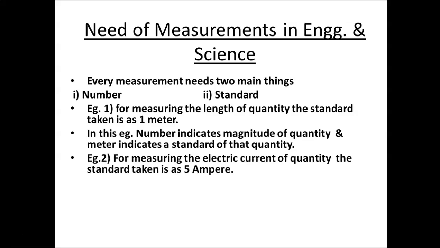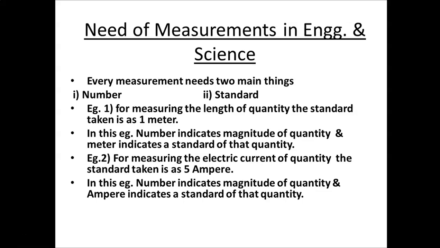Next, we are taking a second example. For measuring the electric current, the standard taken is 5 ampere. It means the device that indicates it, called an ammeter, is showing 5. 5 is the number, and 5 ampere is the standard. It means the current flowing through the ammeter is 5 ampere. I hope that you are able to understand. In this example, the number indicates the magnitude of that quantity and ampere indicates the standard of the quantity, that is, electric current.